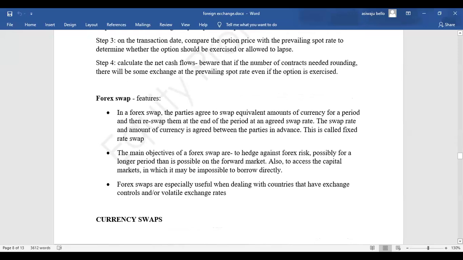Currency swap, like we explained, is a contractual agreement between 2 parties to exchange principal amount of loan and interest in one currency for another principal amount of loan and interest in another currency.